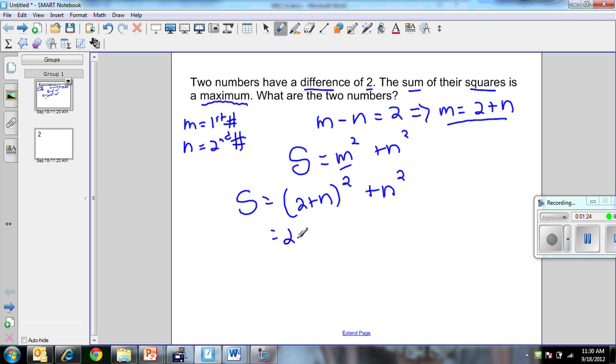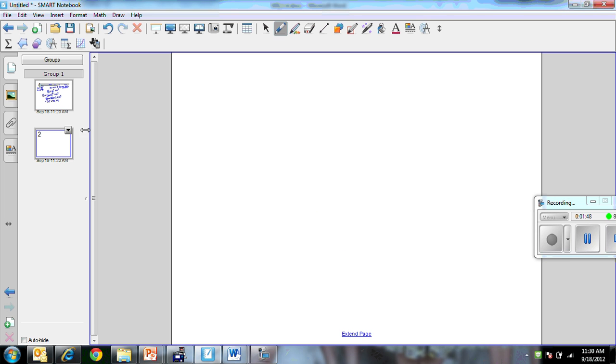When we FOIL this out, (2 plus N)(2 plus N), plus N squared. So after we FOIL this all out and simplify, you're going to get this equation: 2N squared plus 4N plus 4. Okay, at this point, we would complete the square. So I'm going to skip the steps for completing the square and put this in vertex form. So S equals 2N squared plus 4N plus 4, complete the square, and we end up with this equation.